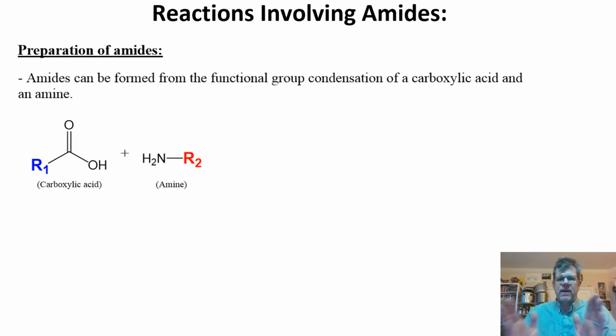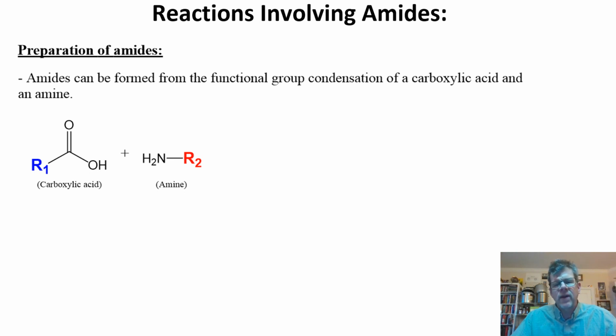And lastly, reactions involving amides. This reaction will be the preparation of amides through a functional group condensation of, as we said before, a carboxylic acid and an amine. If we put a carboxylic acid and an amine together, as we see here over on the left, it will form an amide.